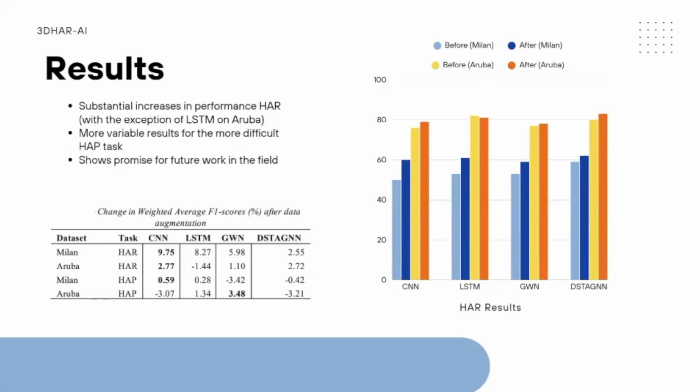As you can see, for HAR, we observed substantial performance increases, with the highest being nearly 10% change in weighted average F1 score. We did experience more variable results for the more difficult HAP task, but this strategy shows promise for future refinement and work.